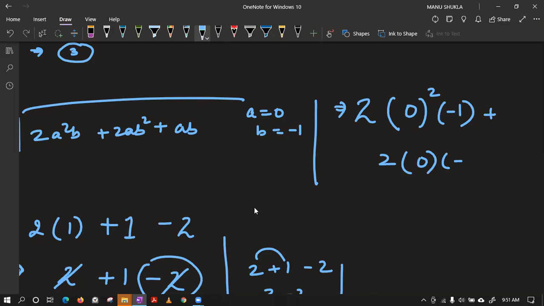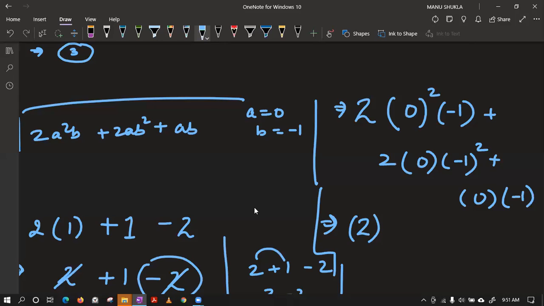Okay. Now we have replaced every variable with the given value, and while solving you will get 2 into 0 square. Class, what is 0 square? Please tell what is 0 square. It is 0 only, and -1 will be -1 only. Then you have plus 2 into 0, -1 square is +1. Then you have 0 into -1.